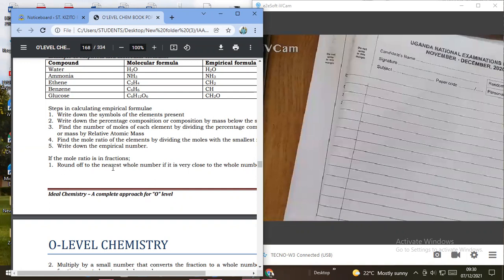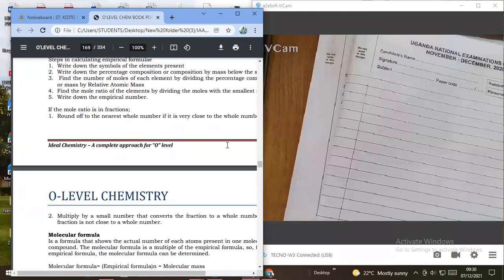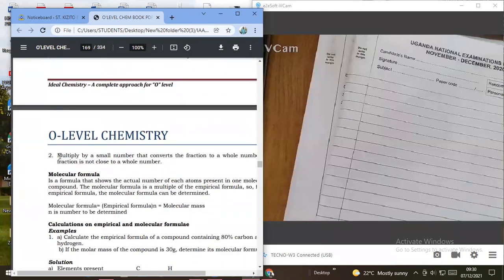If the mole ratio is in fractions, then round off to the nearest number if it is very close to the whole number. If it is not close to the whole number, you find a number that, if you multiply by it, gives you the answer.